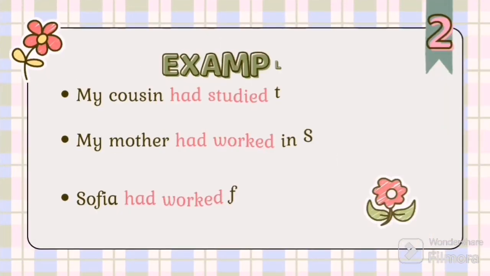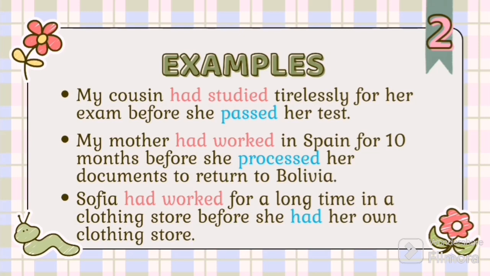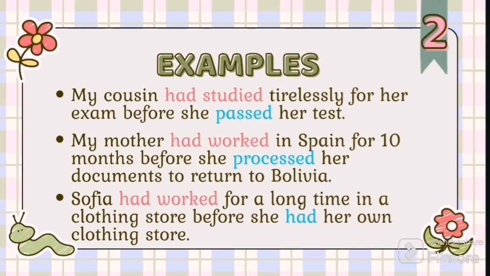Now, examples about the second function. My cousin had studied tirelessly for her exam before she passed her test. My cousin is the subject, and had is the auxiliary verb, studied is the main verb. Then we have the other verb, in simple past.